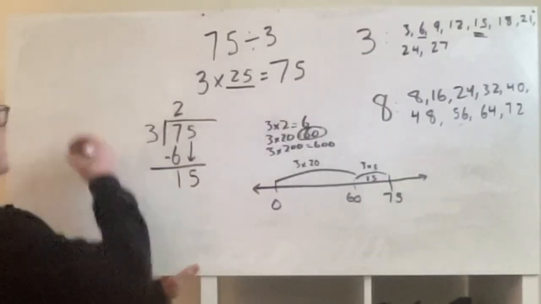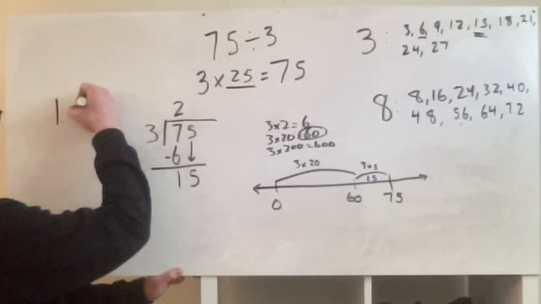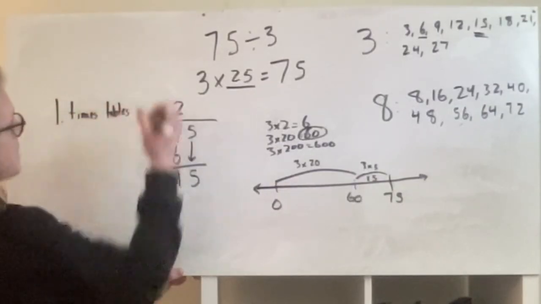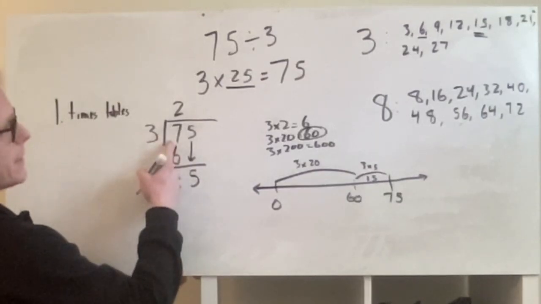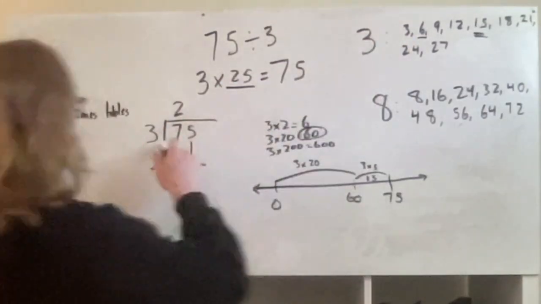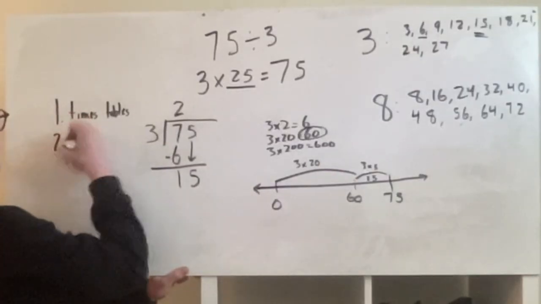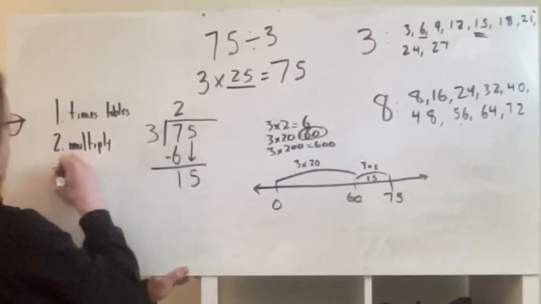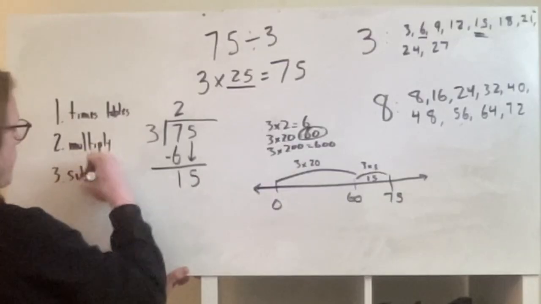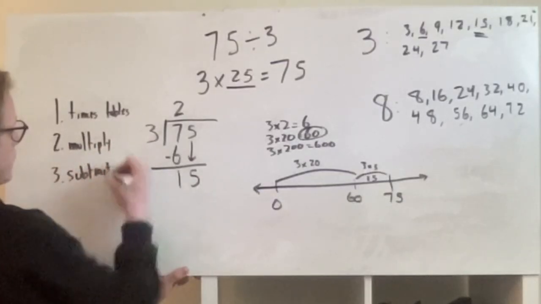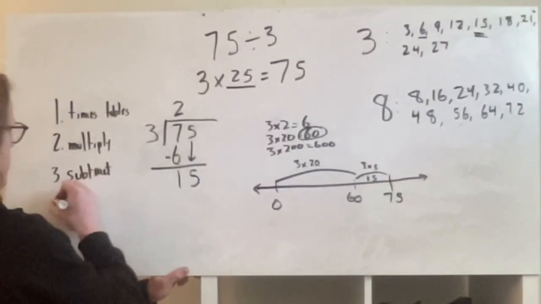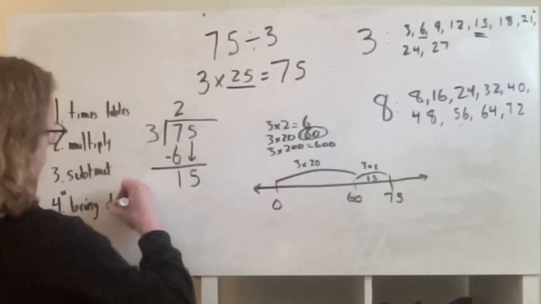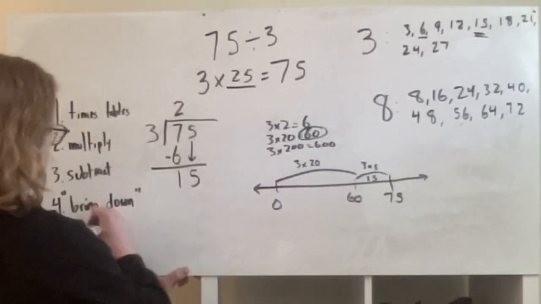Okay, so if we had to list out these steps, 1, we're going to think of times tables, right? What's the biggest times table of 3 that isn't more than 7? That's 3 times 2. Okay, then we're going to multiply. Then we subtract or find the difference. And then lastly, we're going to bring down the next digit.